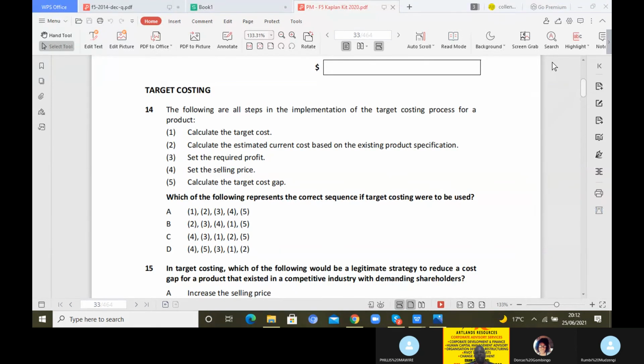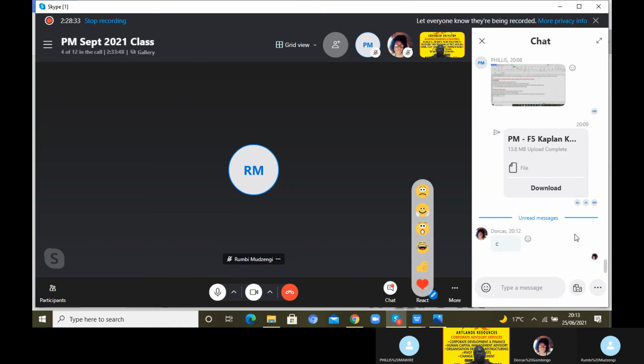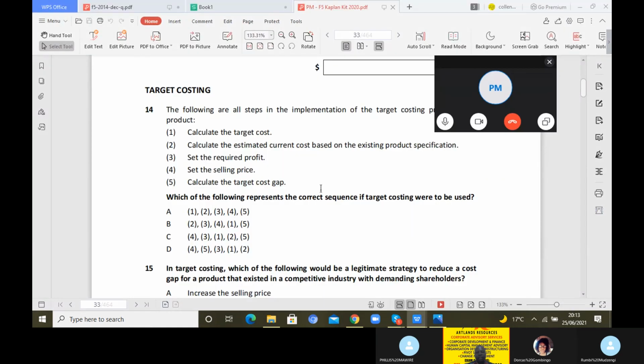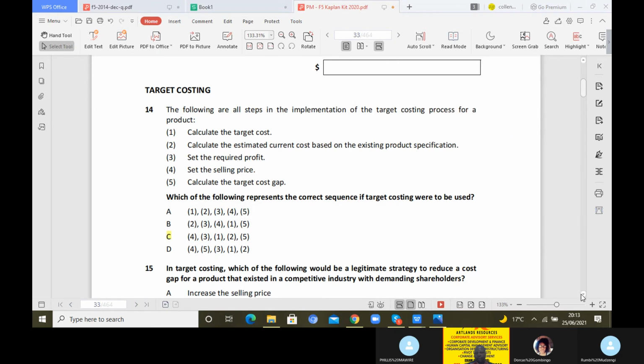All right. Which of the following is the correct sequence if target costing is to be used? Dorcas is saying C. Let me go over it and see. C is saying set the selling price. Yes, that is the first step. Second step is set the required profit. Yes, so the answer is C. Good. Correct. Continuing.